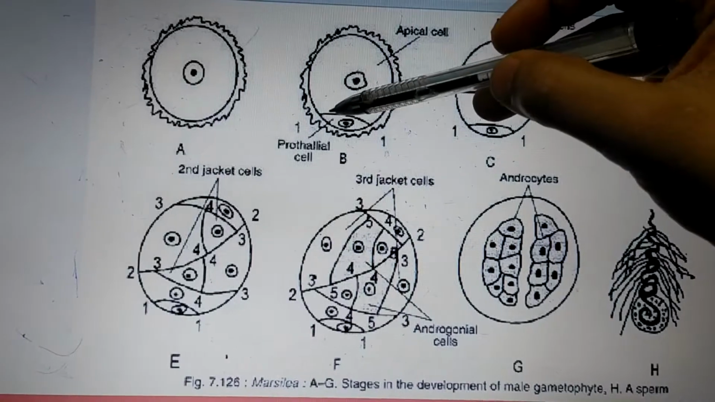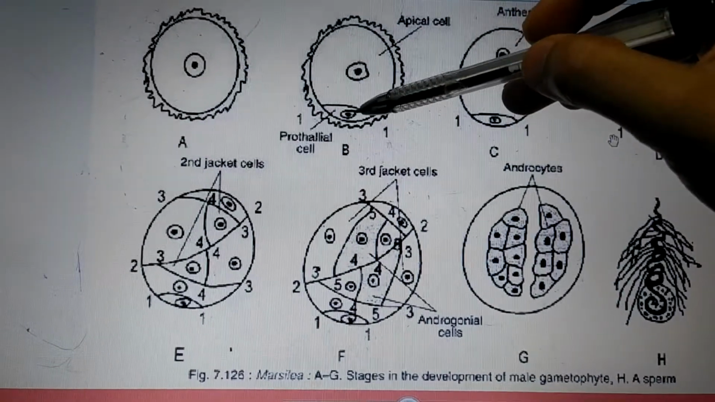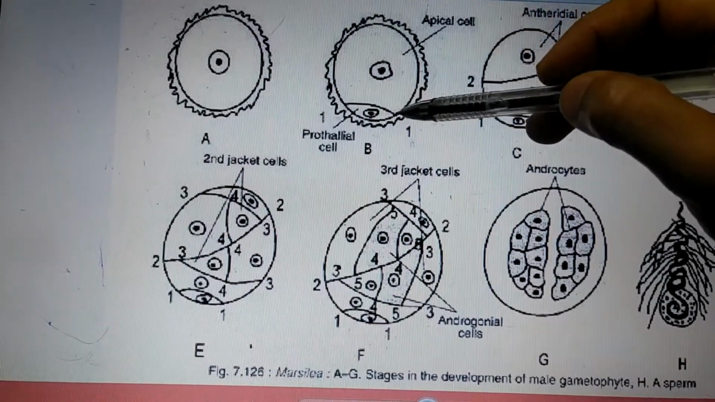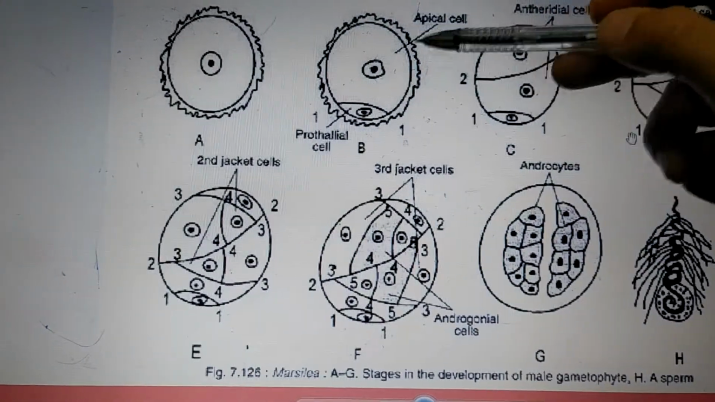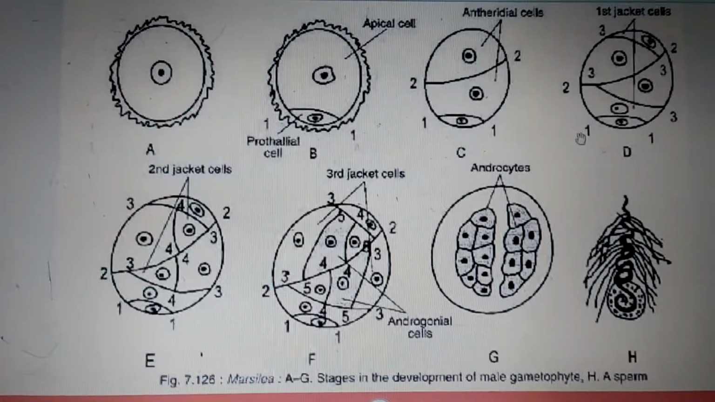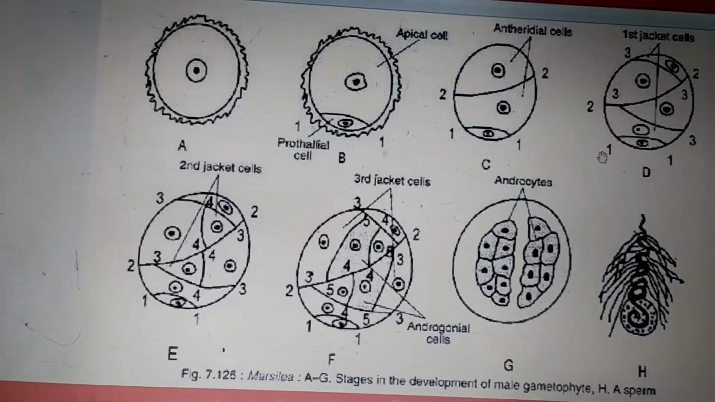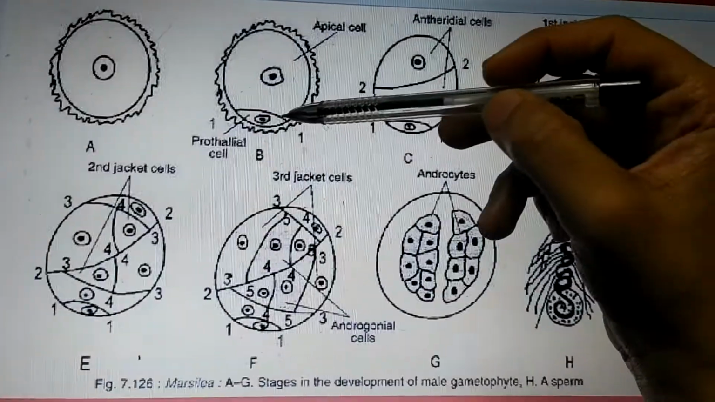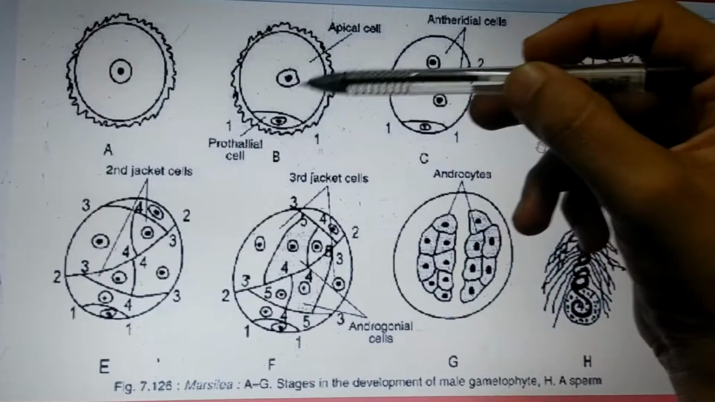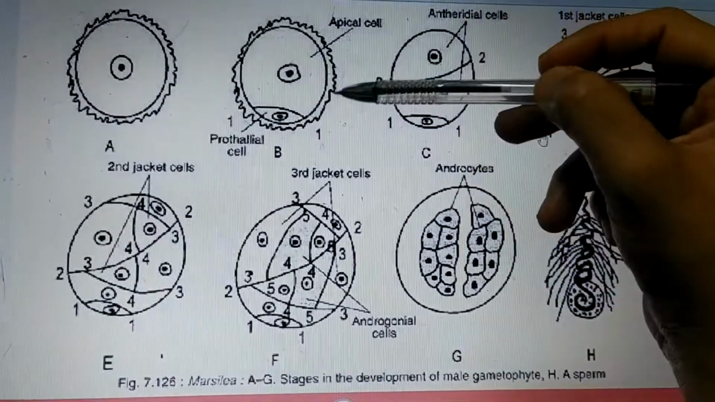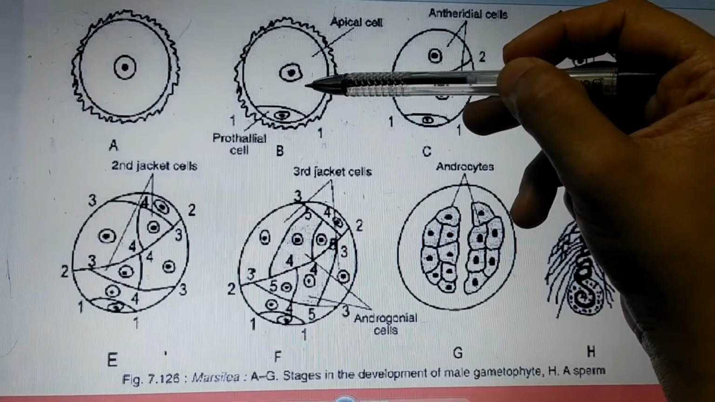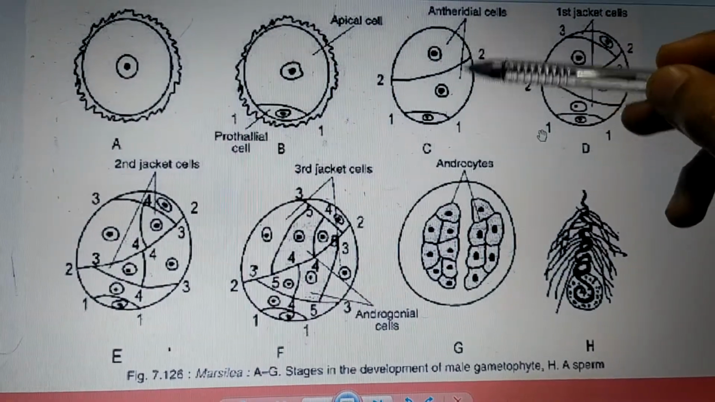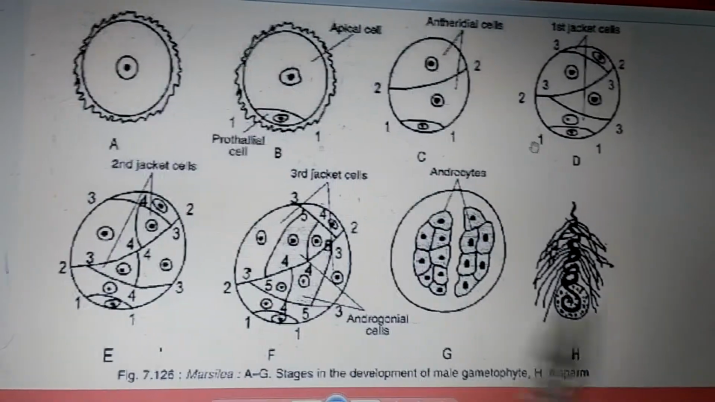The first division is asymmetrical, leading to formation of a smaller cell and a larger one. The smaller cell is called the prothallial cell and the larger one is the apical cell. This prothallial cell won't show further division. So we have this apical cell and the prothallial cell. The next division occurs in the larger cell, that is, the apical cell. This apical cell divides diagonally, leading to formation of two antheridial cells.